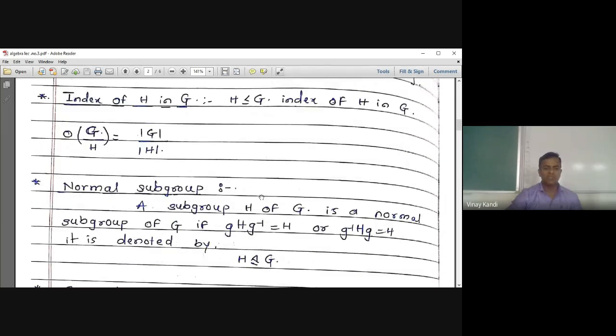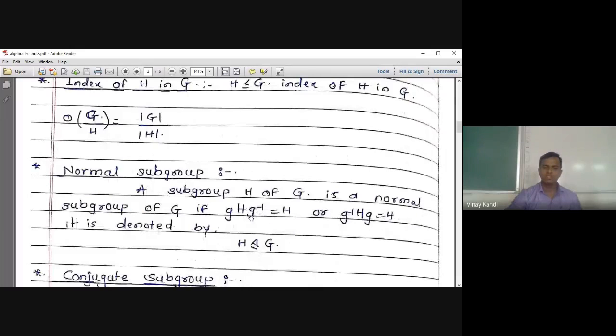So now the next definition is that of a normal subgroup. A subgroup H of G is a normal subgroup of G if g inverse H g is equal to H, or g H g inverse is equal to H, and it is denoted by H is normal in G. Suppose G is an abelian group. Whether all the subgroups of G are normal or not.